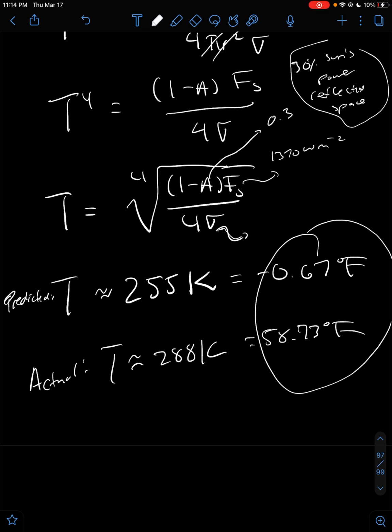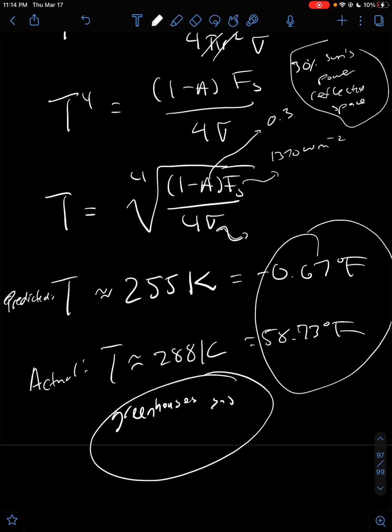The discrepancy is caused by not accounting for greenhouse gases that actually trap in some of that heat. If we didn't have any greenhouse gases, this implies that the Earth would be really super cold. In our next video of atmospheric physics, we'll be making a model that accounts for these greenhouse gases.